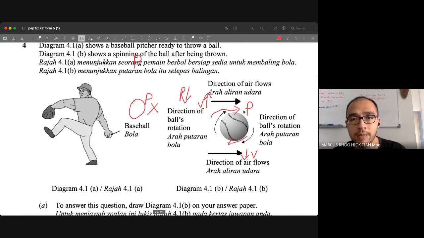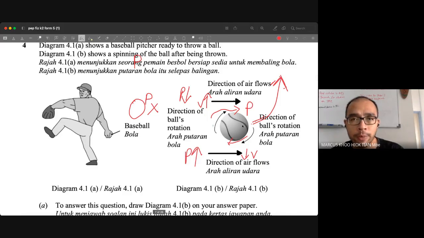Okay, kalau sini pressure low, sini the pressure will be high. So this difference of pressure akan menyebabkan bola ini tertolak ke atas. That's where we want to go. Because sini tinggi tekanan, sini rendah tekanan. So tinggi akan menang lah. So dia akan tolak ke atas. So this is the arrow that we are looking at.